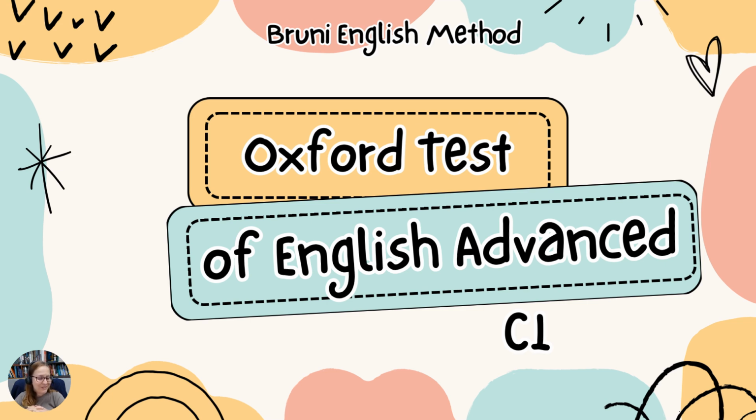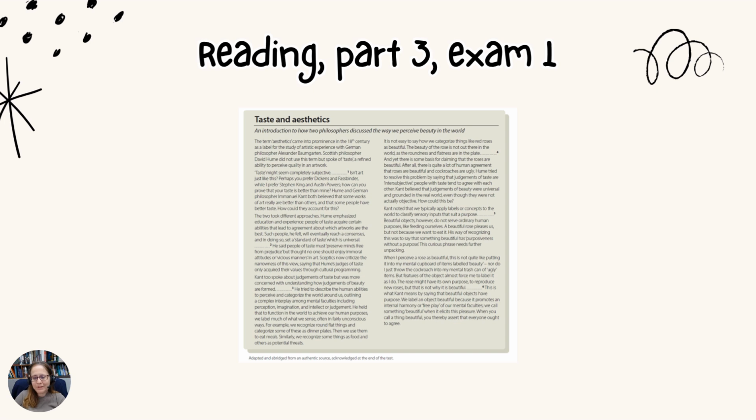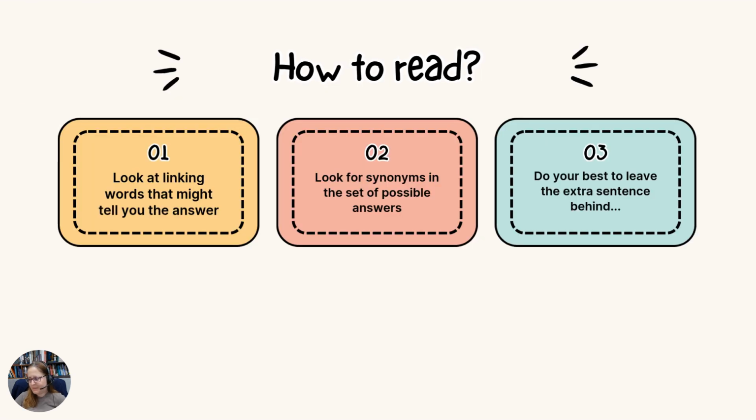So today we're going to discuss the reading part of the Oxford Test of English Advanced C1. I'm going to focus on the part called Taste and Aesthetics, based on Test 1, which is published online. I'm going to give you some tips to help you understand how to choose between the different questions they're asking and the different options for each gap of the text. There are 6 gaps that we need to complete.